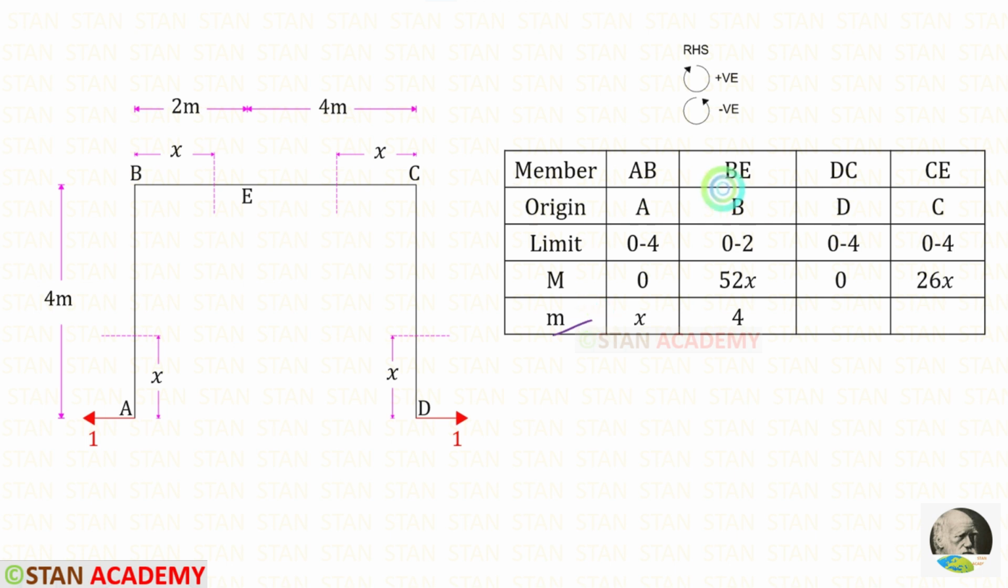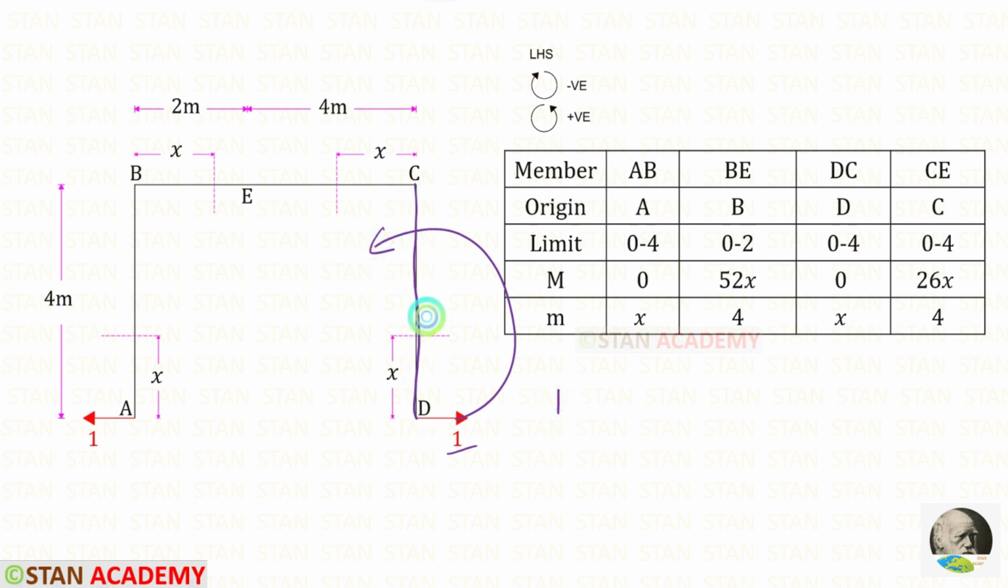Let us find M in BE. HA is acting in the clockwise direction, so that it will be positive and the distance is 4. 1 into 4, it will be 4. Now let us find the moment in DC. The unit load is acting in the anticlockwise direction, so that it will be positive and the distance is x. 1 into x, it will be x. Let us find the moment in CE. The unit load is acting in the anticlockwise direction, so that it will be positive and this distance is 4. 1 into 4, it will be 4.